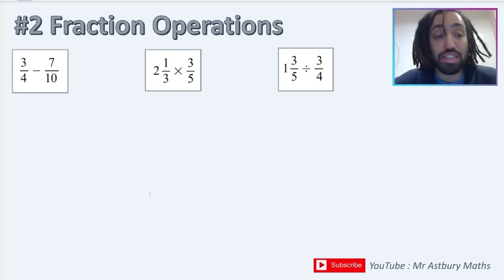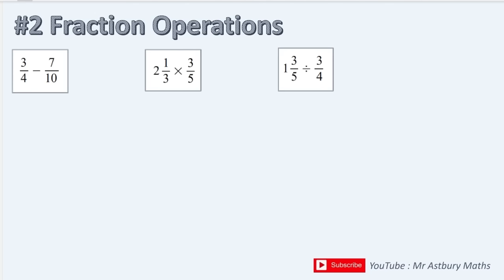Okay, let's do it. So the first question here, I want to find a common denominator, and the lowest one would be 20. You could use 40, but 20 would be better. Times this one top and bottom by 5 to make 20 on the bottom. And this one top and bottom by 2, again, to make 20 on the bottom.